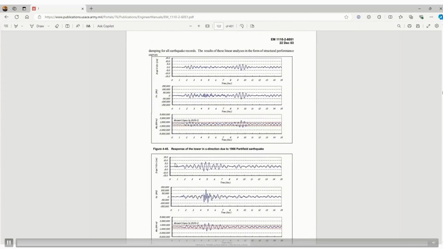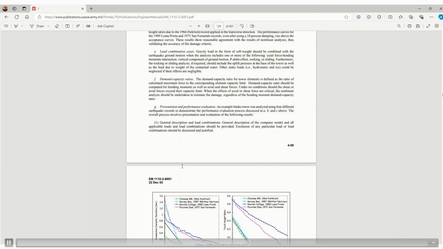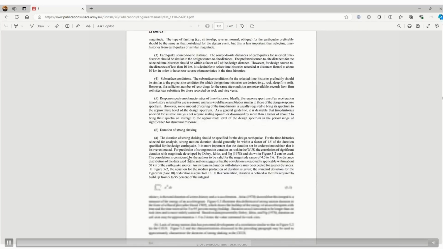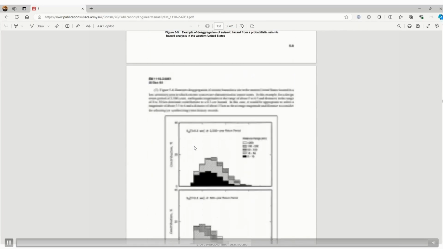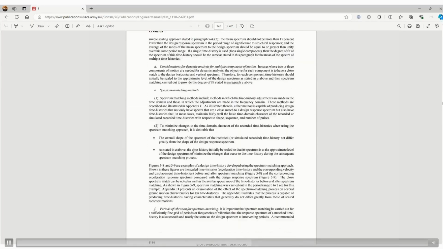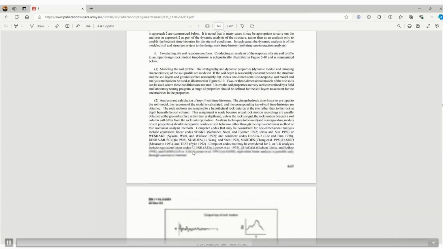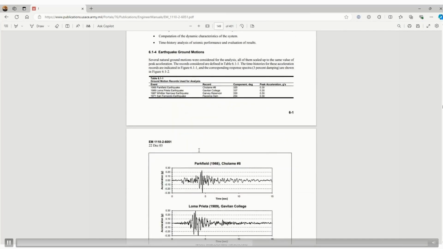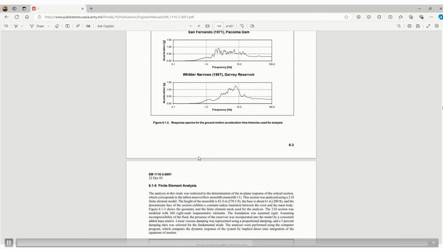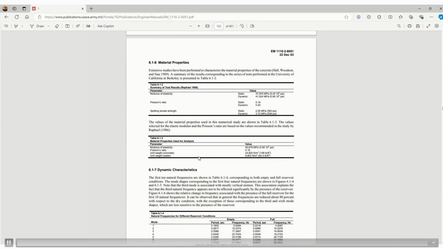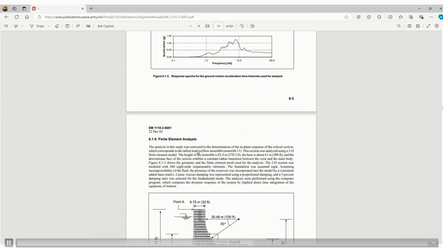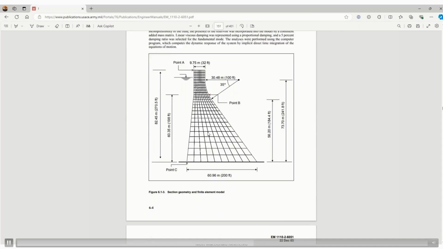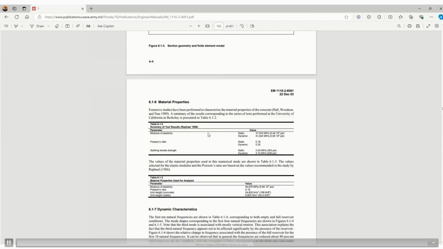Okay, so we are not very interested in these examples, I mean, these clauses. So I think for a concrete gravity dam, we only have to check the stresses and check the DCR. So this is the example of a finite element model of a dam. This is a 2D analysis they have carried out.